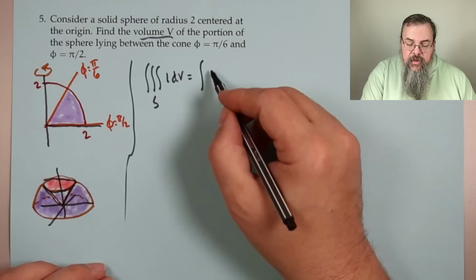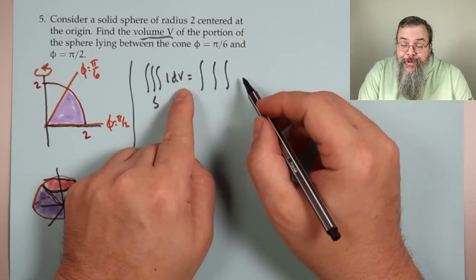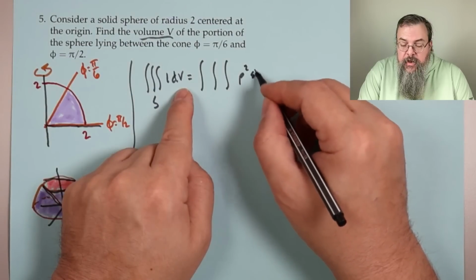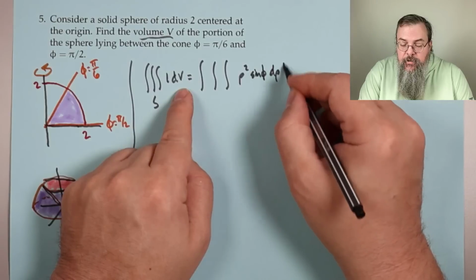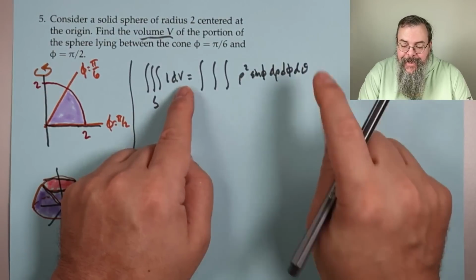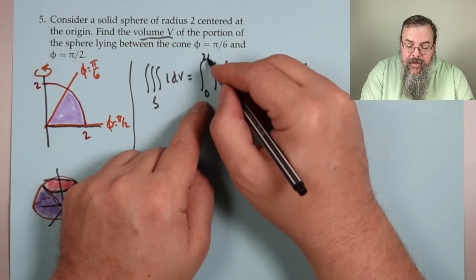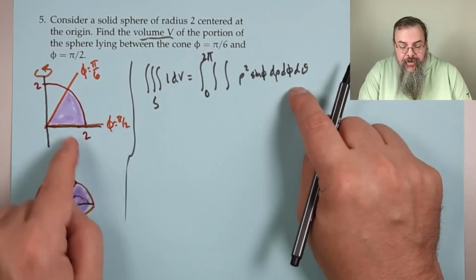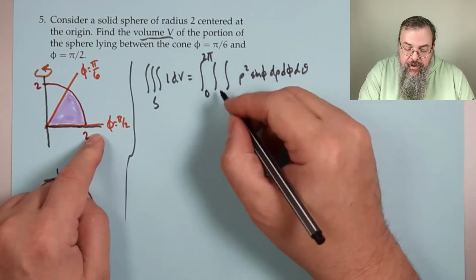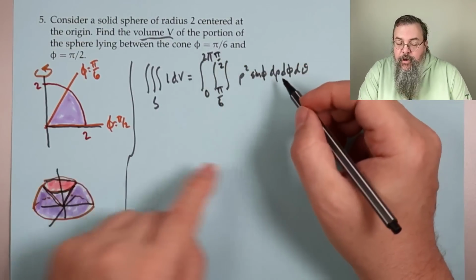Okay, so integral, 1. So we're in spherical coordinates, so it's rho squared sine of phi, d rho, d phi, d theta, right? Now, theta, we're going full circle, 0 to 2 pi. Phi, it tells us, where are we going from? We're going from pi 6 to pi halves. Cool, that was easy.